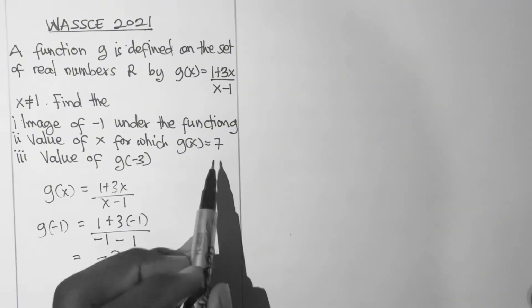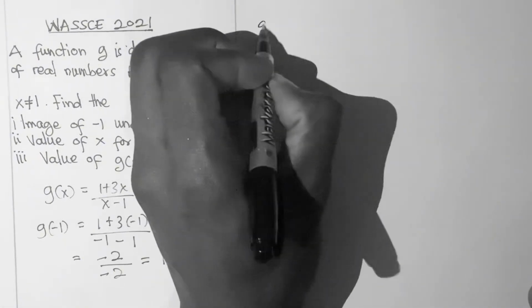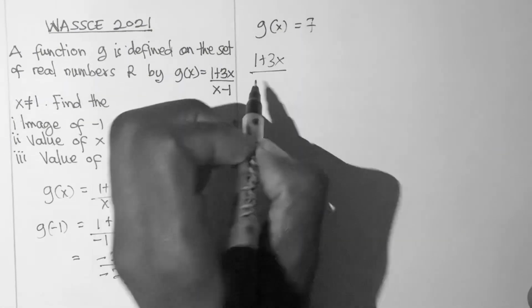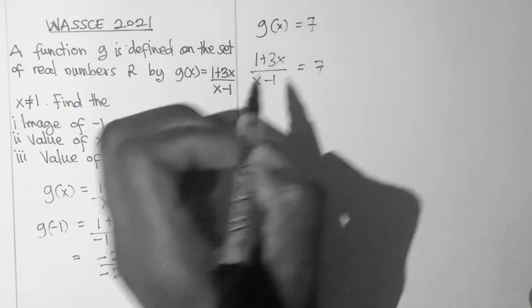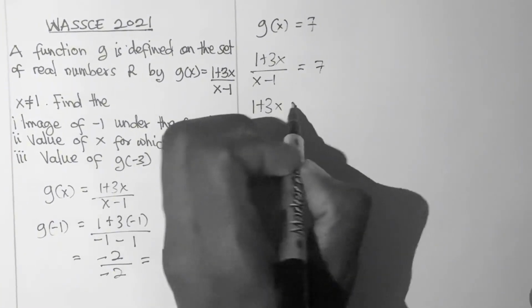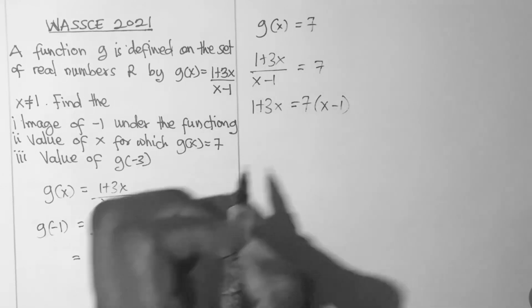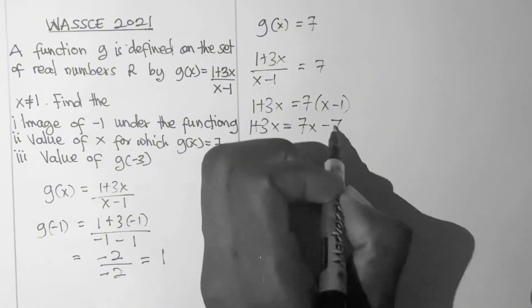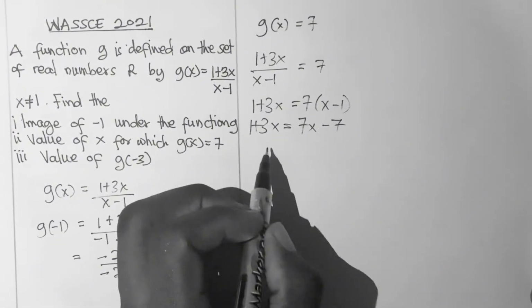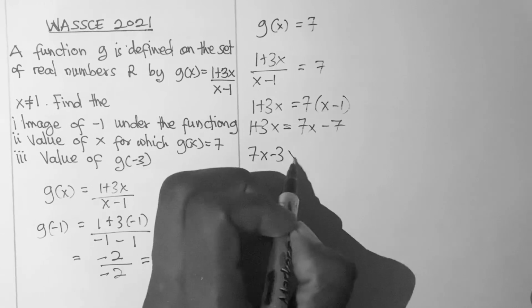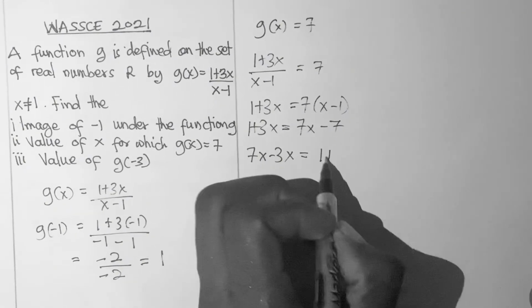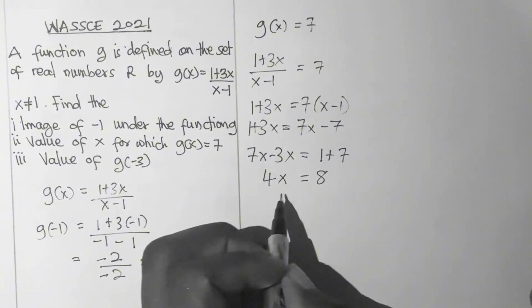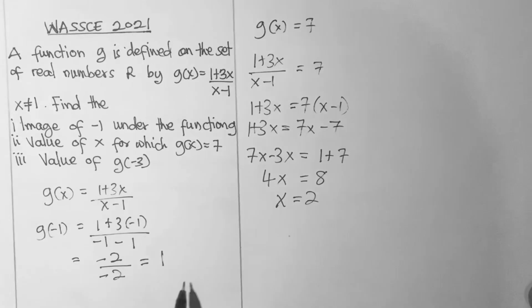Then now, the value of x for which g of x equals 7. So 1 plus 3x divided by x minus 1 must be equal to 7. So 1 plus 3x is equal to 7 times x minus 1. So 1 plus 3x equals 7x minus 7. If we group like terms, 7x minus 3x is equal to 1 plus 7. 7x minus 3x is 4x, equals 1 plus 7, which is 8. If we divide through by 4, we find that x is equal to 2.